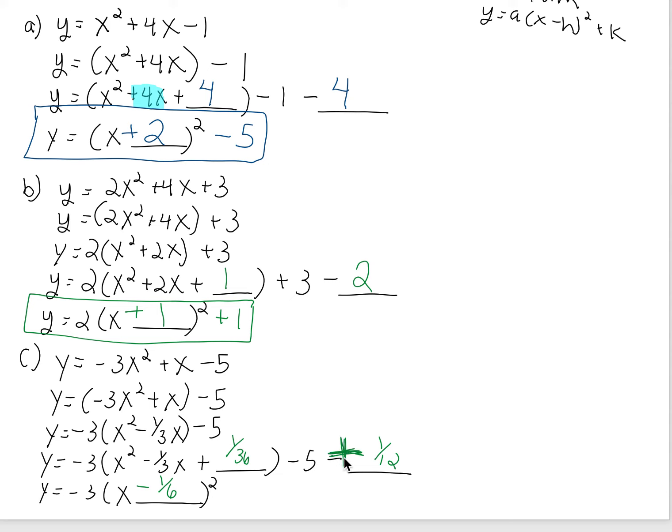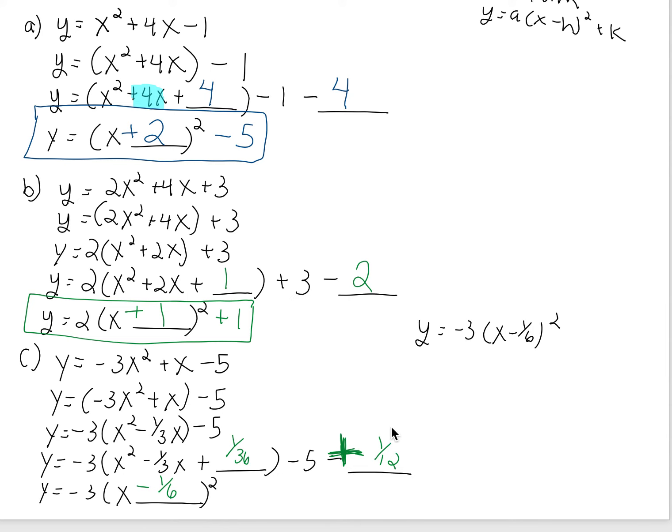sign. A minus and a negative equals a plus sign, because this is actually subtracting, not plus, like I had been doing in these other problems. So now, let me give myself a little room over here. We have y is equal to -3 times (x minus 1/6) squared.